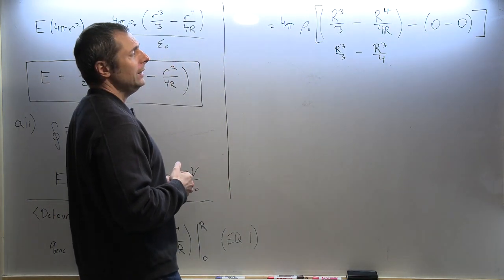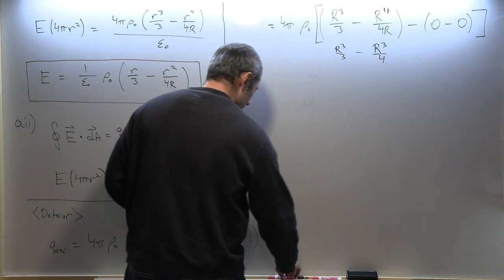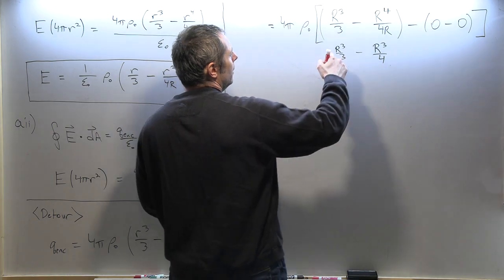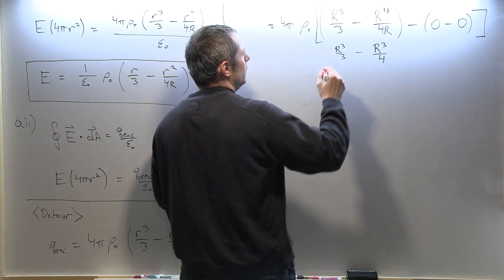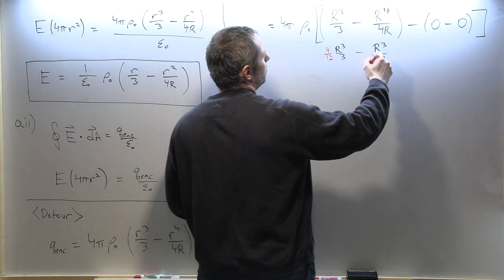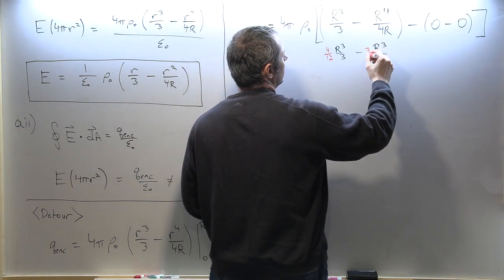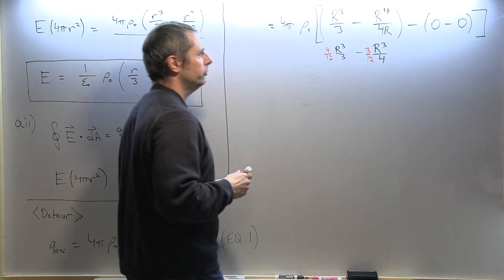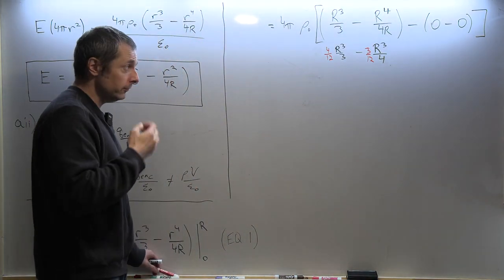And we can combine those with a common denominator. If we multiply this by 4 over 4, we get 4 over 12. And this becomes 3 over 12. And when you subtract those, you get 1 over 12.